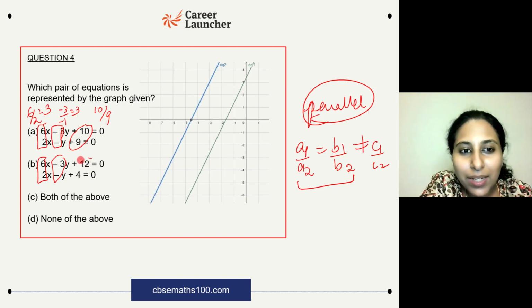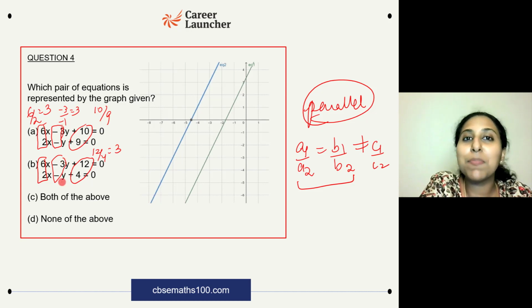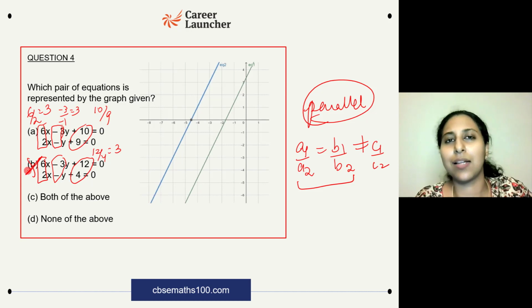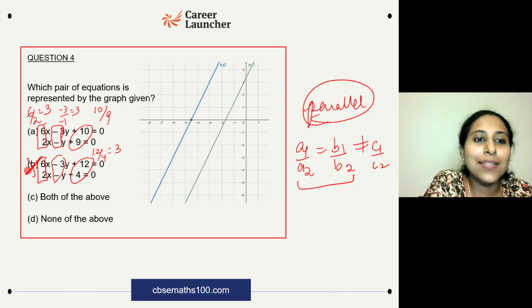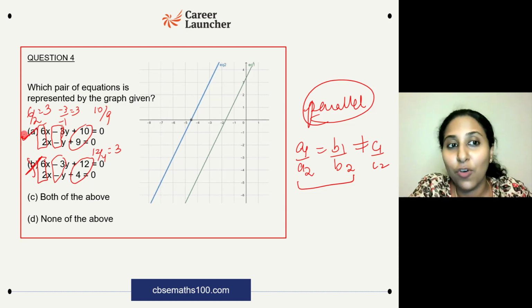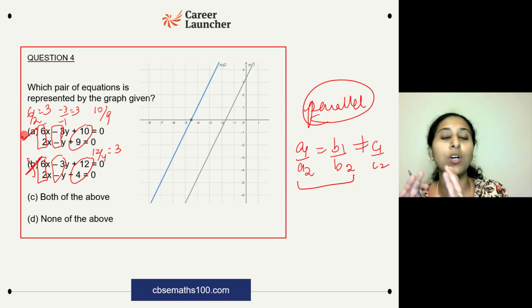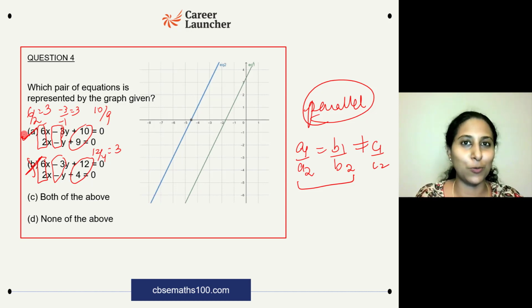And what about this one? You have 12 by 4, which would be equal to 3. In this case, A1 by A2, B1 by B2, C1 by C2 are all the same. That means these are not parallel lines. They are coincident lines. This cannot be the answer choice. What would be the correct answer then? The correct answer has to be option A, where you have A1 by A2 equal to B1 by B2, not equal to C1 by C2.